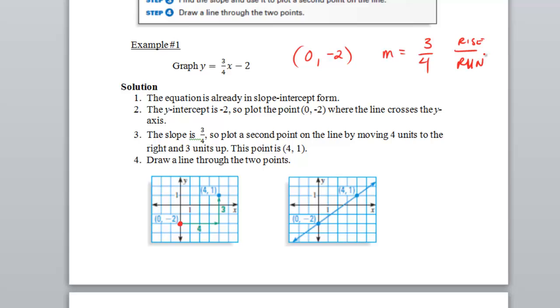It doesn't matter what we count first. If we count the rise up first and then over for the run, or the run first and then the rise, we're going to end up with a second point. You only need 2 points to define a line, so this would be plenty enough to draw the line. If you felt more comfortable counting a third point from slope, that would work just as well. Then you would simply draw the line through the given points.